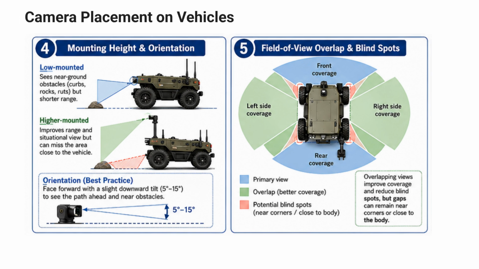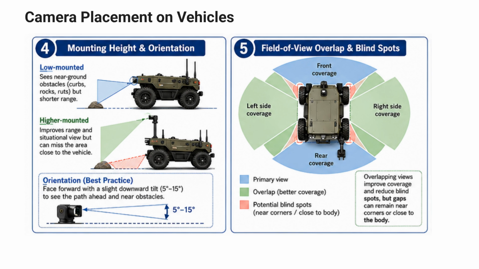Now, let us look at mounting height, orientation, field of view overlap, and blind spots. A low-mounted camera gives a better view of nearby ground obstacles such as rocks, curbs, and trenches. However, its overall viewing distance is shorter. A high-mounted camera improves long-range visibility and situational awareness, but it may miss obstacles very close to the vehicle. For navigation cameras, a slight downward tilt, typically around 5 to 15 degrees, helps the camera see both the path ahead and near-ground obstacles. Field of view overlap is also important.